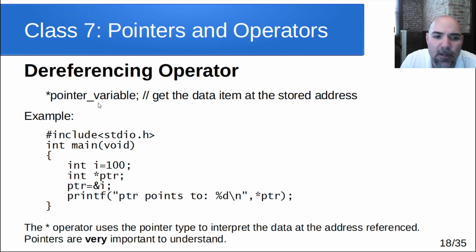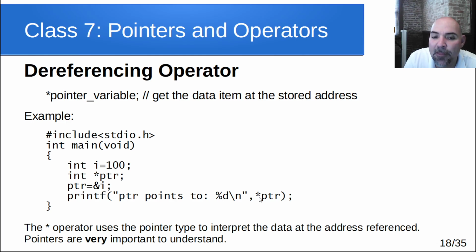So looking at the example code, we've got int i equal 100, int pointer PTR. So we've made an integer i, it's storing the value 100. We now have an integer pointer that's storing the address of an integer. And now the next thing we do is we point the pointer, set the pointer value to be the address of i. So we've put the address of this variable, where it lives in memory, into PTR. And now down here in my code, I say PTR points to %d, and I say asterisk PTR.